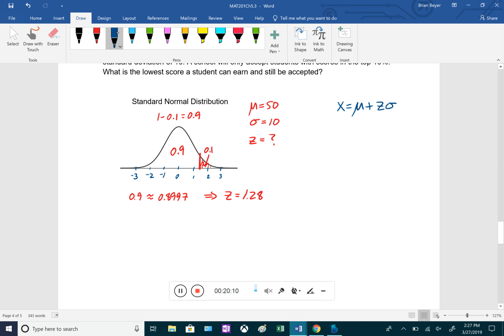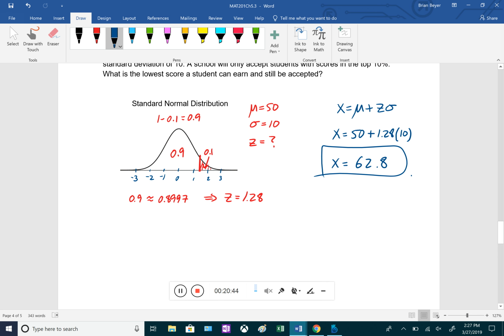So now we can plug all these values into our formula. So it's x equals mu, which is 50, plus 1.28 for z, times 10 for sigma. So 1.28 times 10 is 12.8, plus 50 gives us 62.8. So a score of 62.8 is going to be the cutoff. Everything greater than that, they'll be accepted in. Everything lower than that, they will not be accepted in. So 10% of the students scored higher than a 62.8.